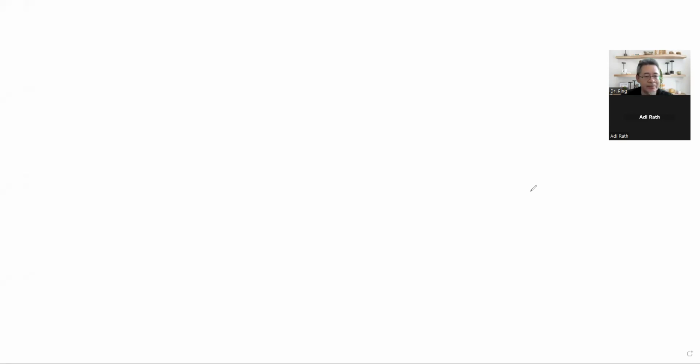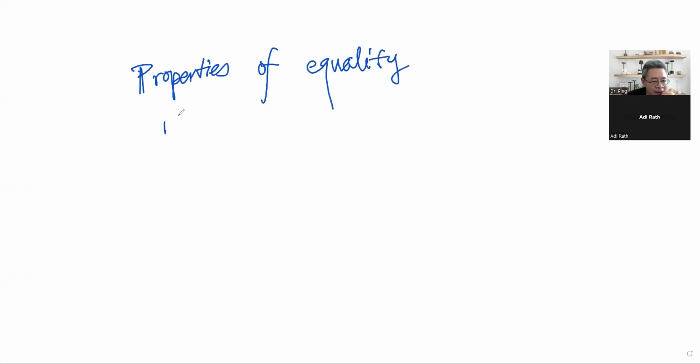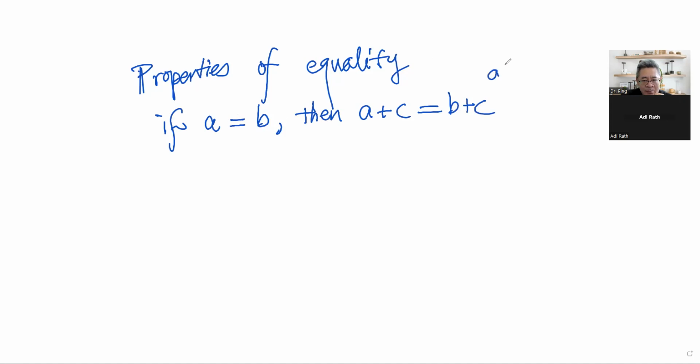All right. So we talk about the properties of equality. That means if A is equal to B, then A plus C equals B plus C. So this is called the addition property.